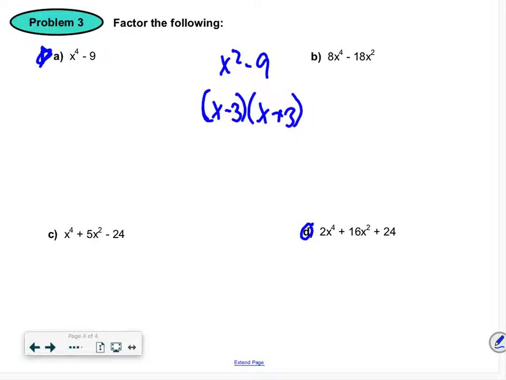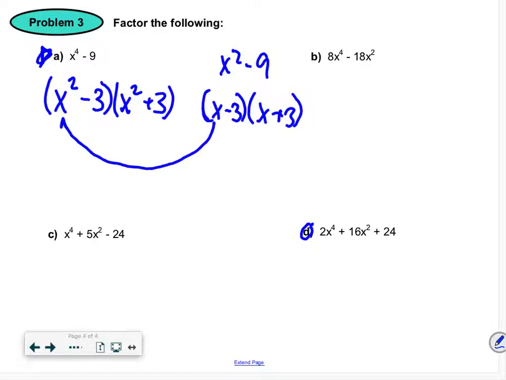Well, here, instead of x squared, I have x to the 4th. So all that means, instead of x, we're going to have x squared. It's still minus 3, plus 3. Our x here just turned into an x squared. Always take your exponent divided by 2, and that'll give you what has to go in your 2 parentheses. Okay? Okay. Can I break either of these down?